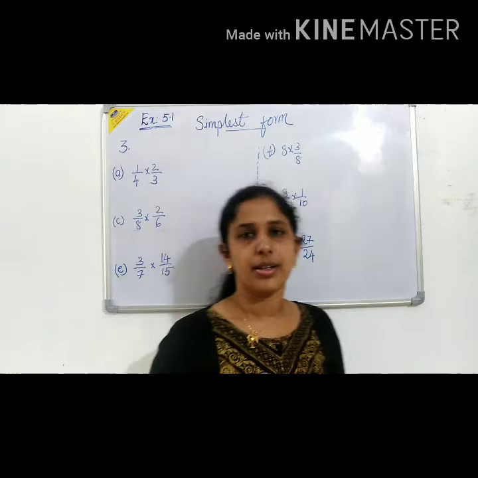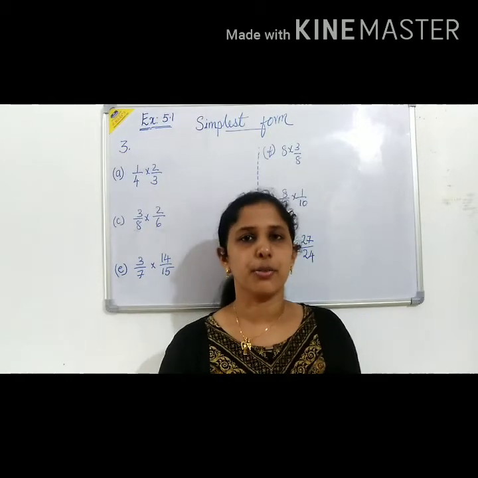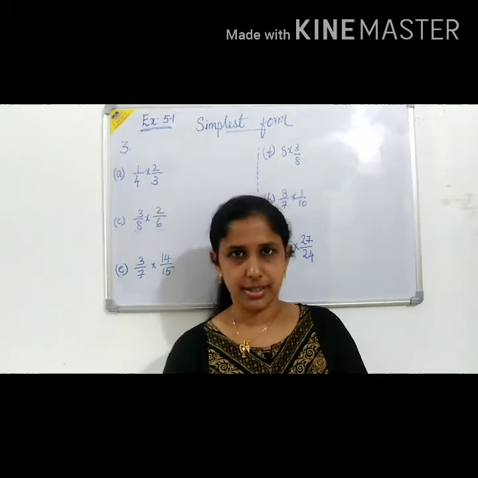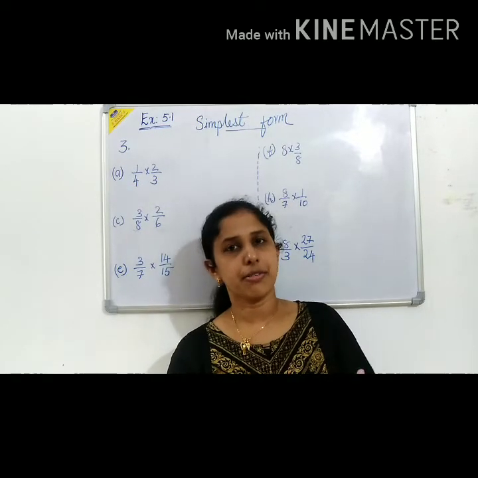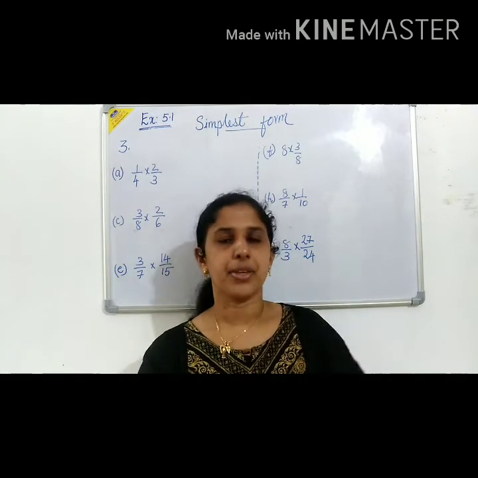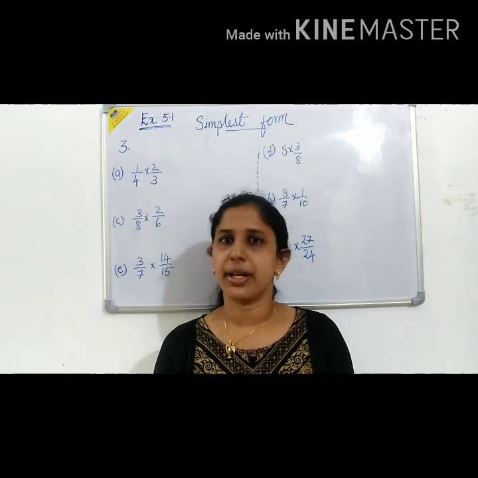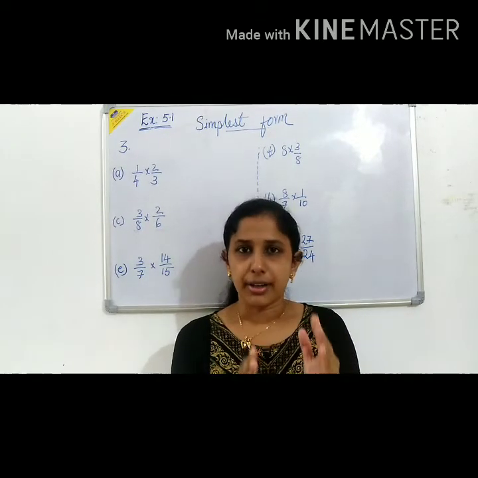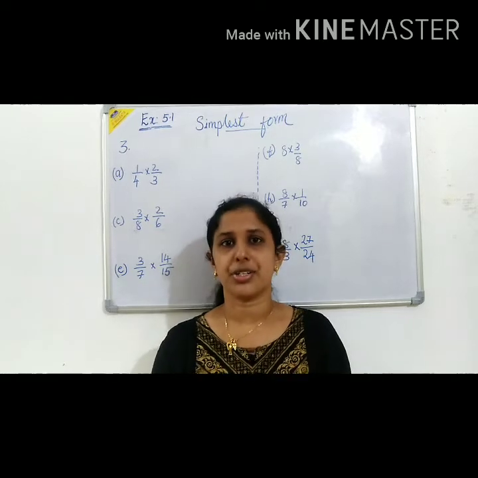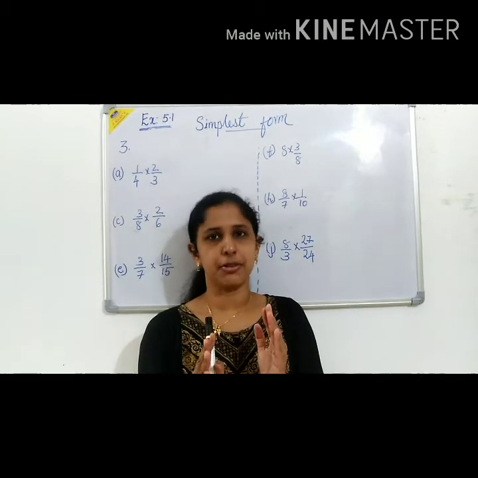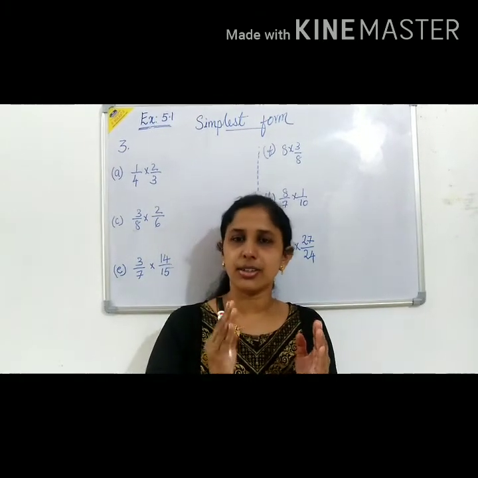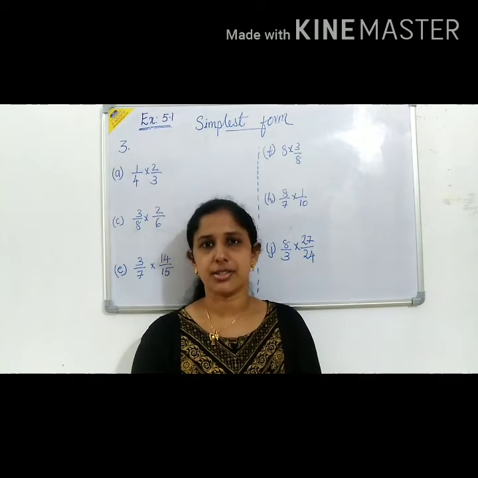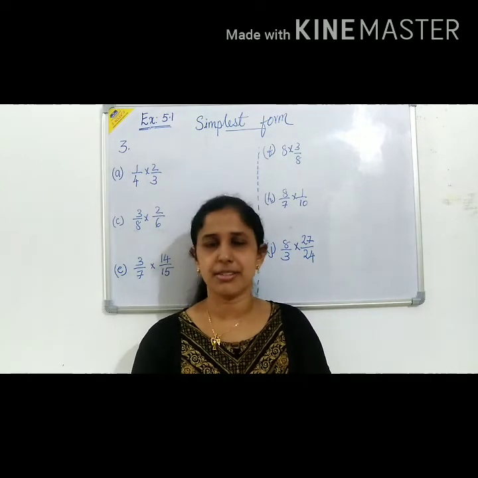These are the answers. Now we can see the simplest form of fractions. We already learned about equivalent fractions. That is, if you are having a fraction, we can find the equal fractions from the same by multiplying the numerator and denominator by the same factor. So here what we are doing, we are finding the simplest form of the fractions. Simplest form means simple form, that is by cancelling all the common factors from the numerator and denominator, what we are getting, that is known as simple fraction or simplest fraction.